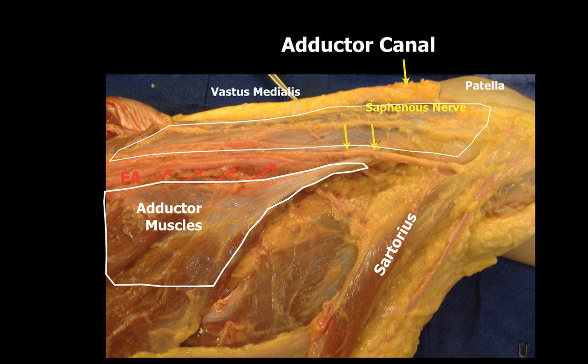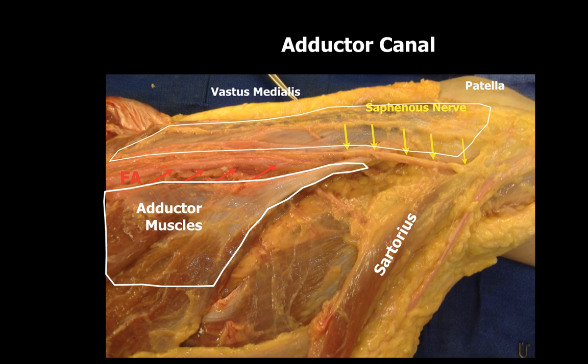The saphenous nerve is the terminal branch of the femoral nerve. Note how the saphenous nerve leaves the adductor canal by passing superficial to the tendinous insertion of the adductor muscles. The tendinous insertion of the adductor muscles can be mistakenly identified as the saphenous nerve on ultrasound.